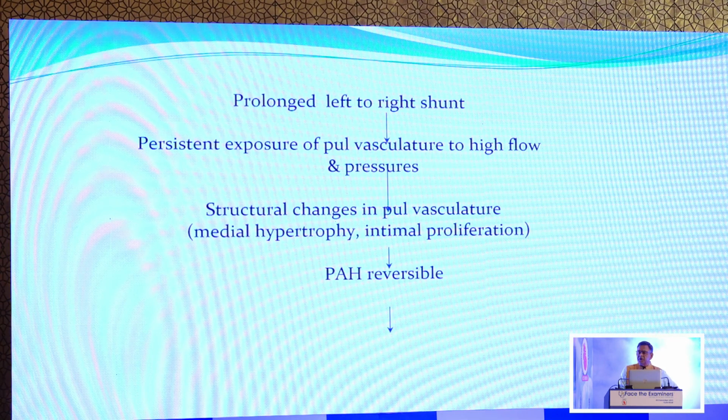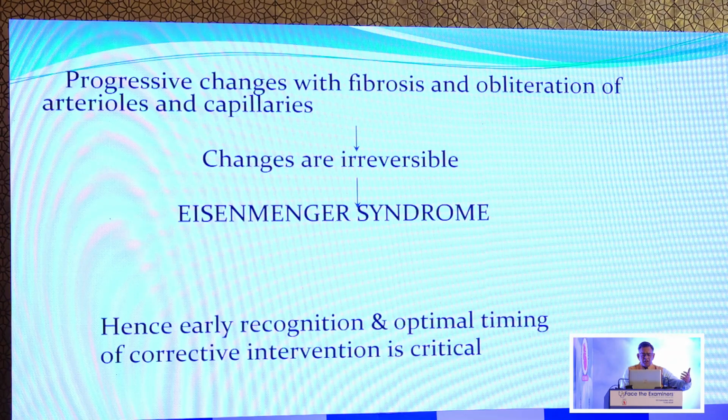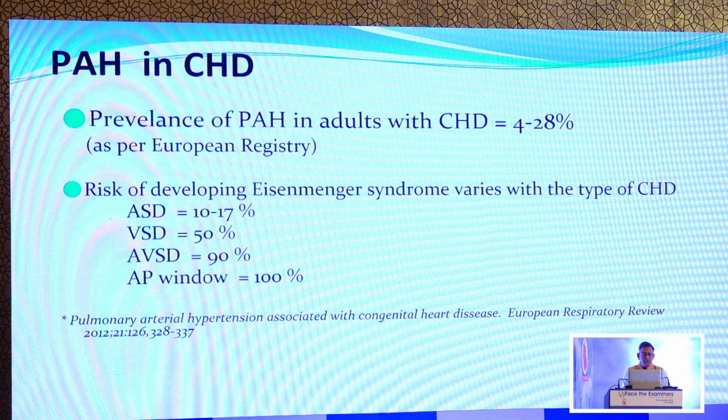What happens with increased prolonged left to right shunt? There is persistent exposure of pulmonary vasculature to high pressure and flow. There are structural changes in pulmonary vasculature, medial hypertrophy and intimal proliferation. Till this stage, it is reversible. But if it goes beyond that stage, then there are fibrosis and obliteration of the arterioles and capillaries, which is then labeled as irreversible, and then the patient enters into Eisenmenger syndrome. Hence, early recognition of those patients is important because you can intervene earlier.